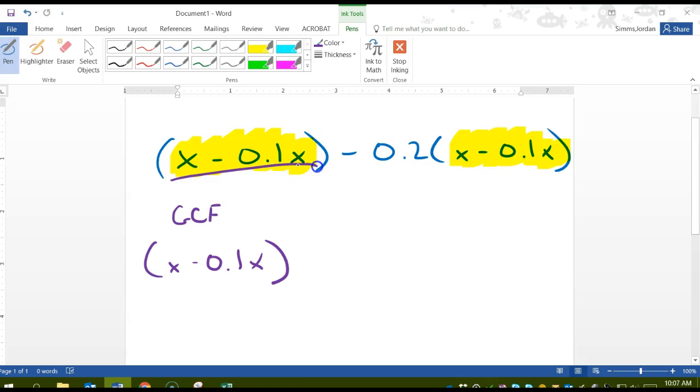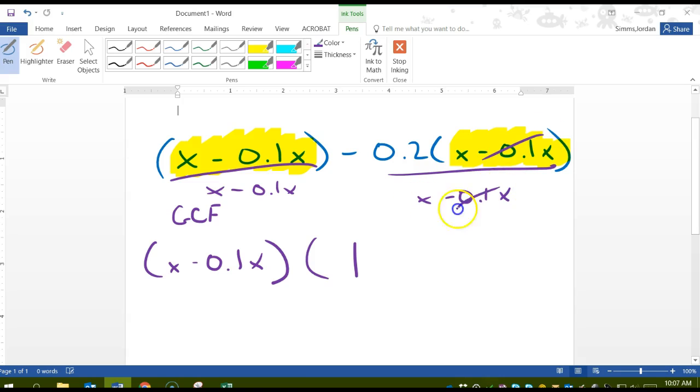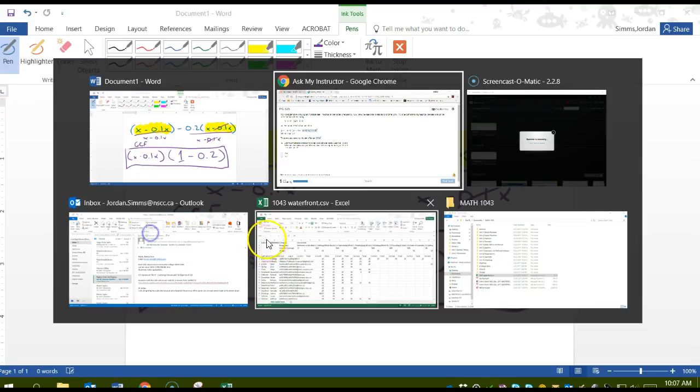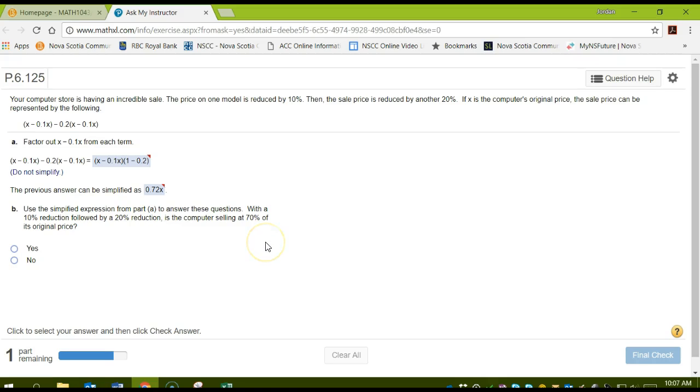So here when I divide by that, x minus 0.1x, we get 1. So in my brackets here, that's going to be 1. And we'll do the same over here: x minus 0.1x will cancel out, and I get minus 0.2. Okay? So that's the first step right there, just doing what they told us to. We're just factoring that out, and that's where we get that 1 minus 0.2. So don't simplify, just blast that in.